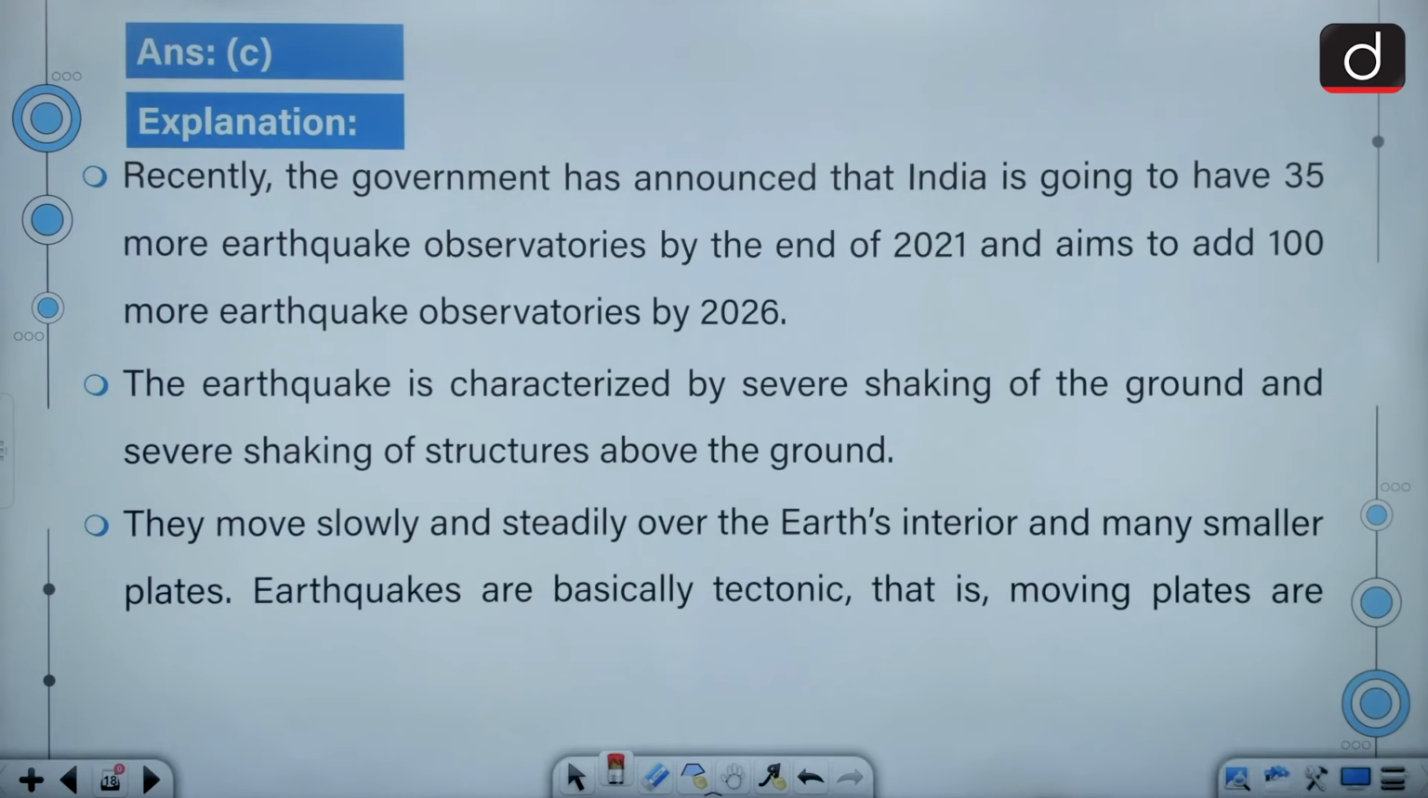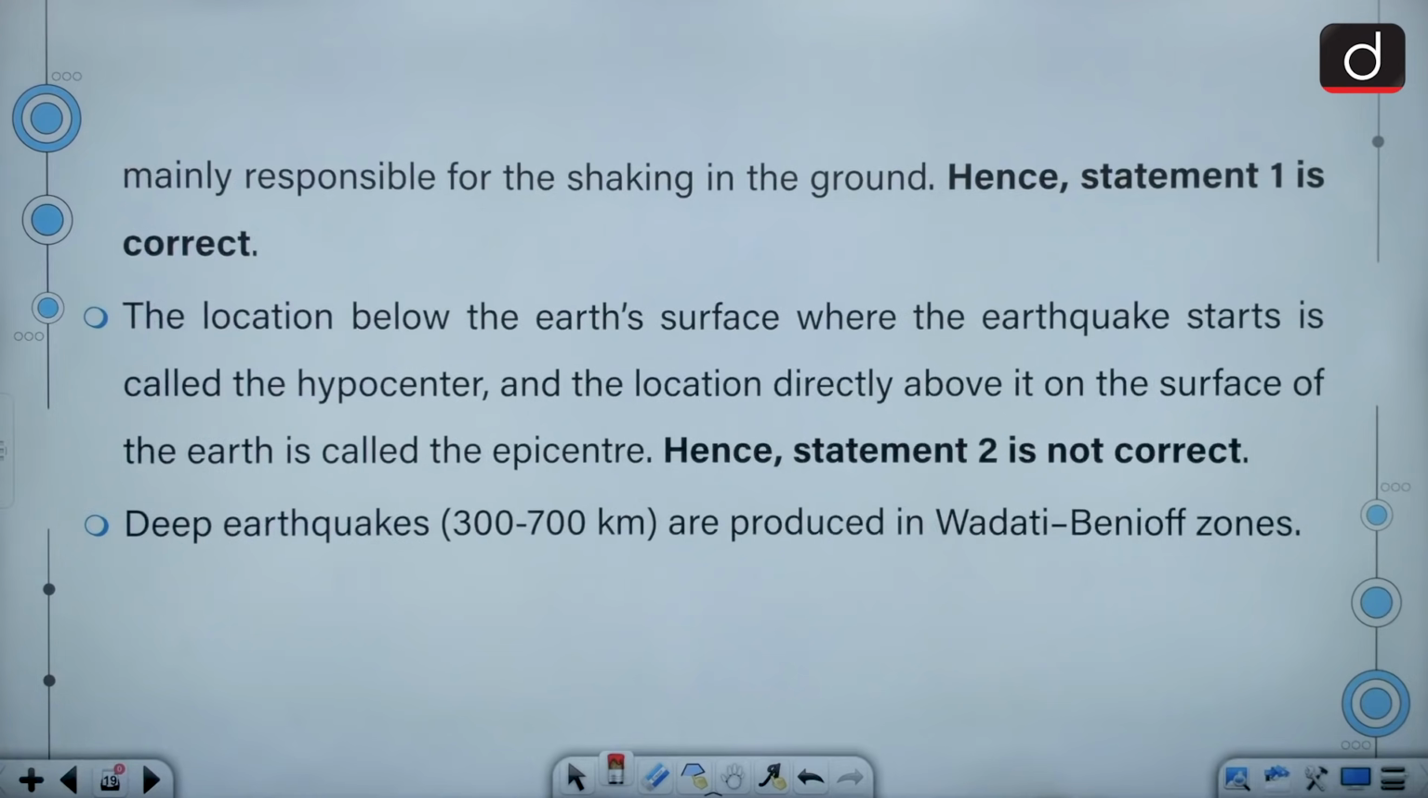The earthquake is characterized by severe shaking of the ground and severe shaking of structures above the ground. They move slowly and steadily over the Earth's interior and many smaller plates. Earthquakes are basically tectonic, that is, moving plates are mainly responsible for the shaking of the ground, and the location below the Earth's surface, we have discussed these.